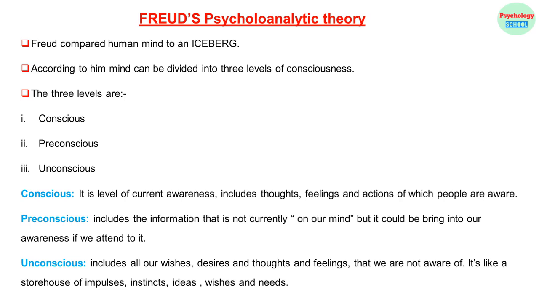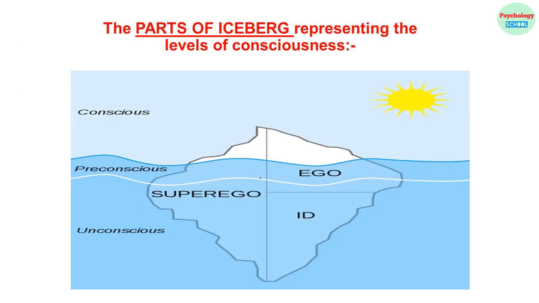Now, the third level is unconscious, which is the most important part of the mind according to Freud. Now, the much larger mass or the part of the iceberg below the water represents the unconscious part, which includes all our wishes, desires and thoughts or feelings that we are not aware of.